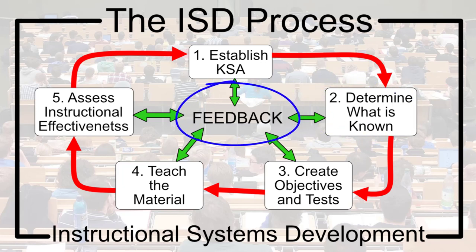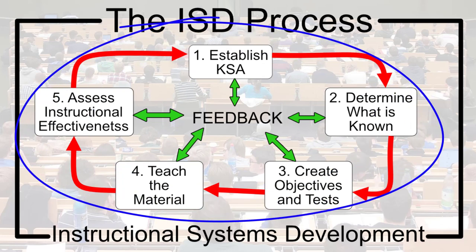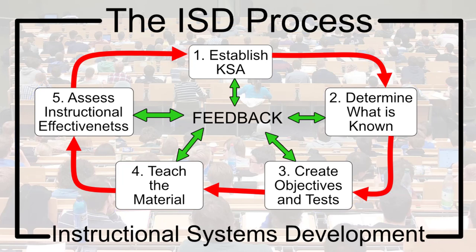Now, this is the five-step instructional systems development process. This is a process that, if you are teaching anybody anything, from explaining to a child why the sky is blue up to teaching a seminar full of 600 or 800 students on advanced calculus, is a system that if you use it, you will be much more effective in your instruction than if you do not use a system, but just mostly poke at it, saying, oh, this seems like a good idea. This is the instructional systems development process.